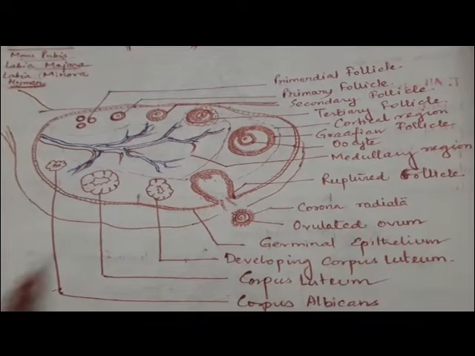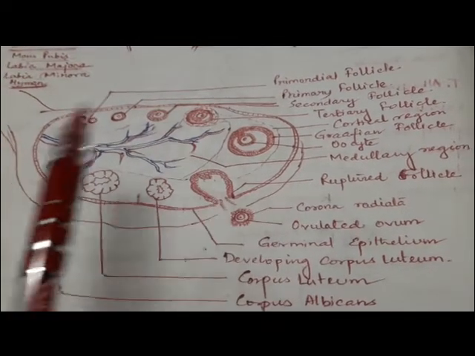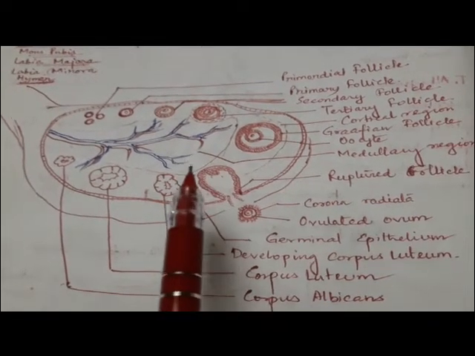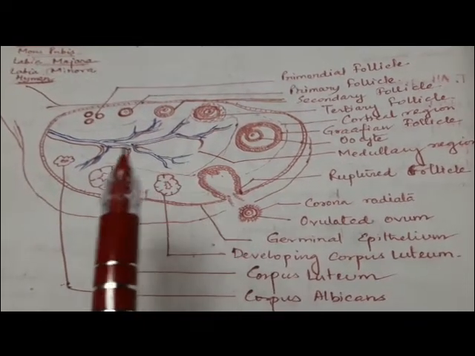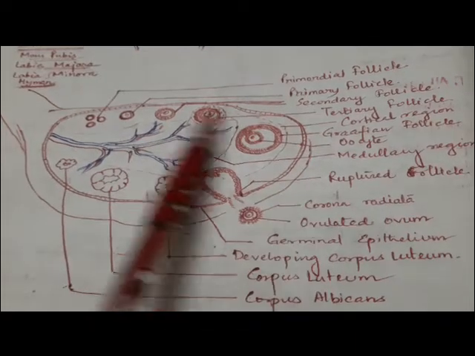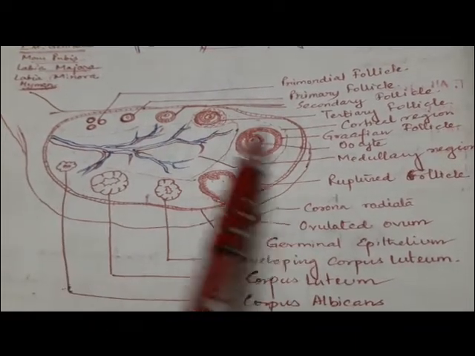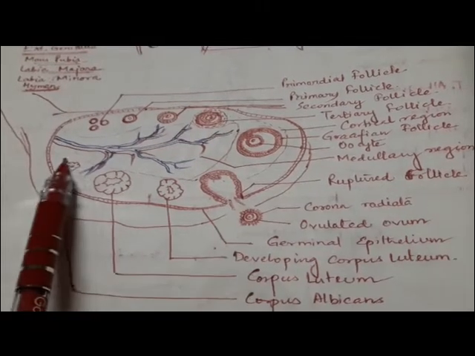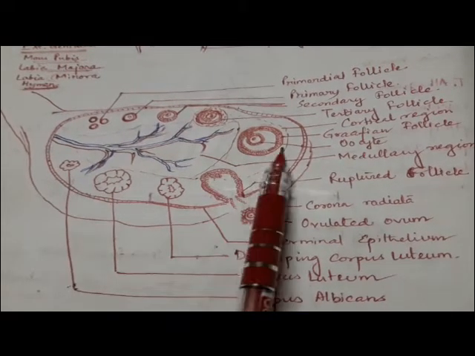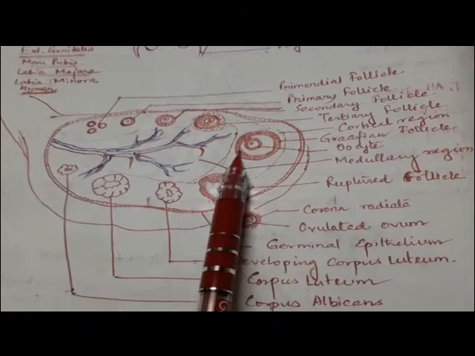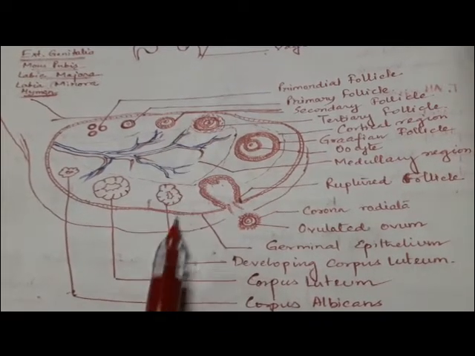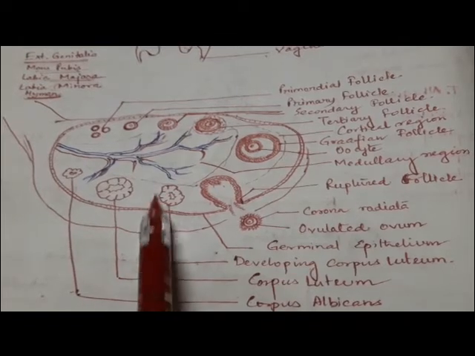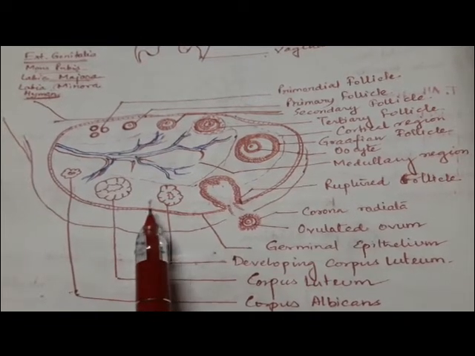Hello everyone. So this is the structure of a cross section of the ovary, right? The ovary is grayish pink in color, and it is the shape of an almond, ovoid, right? If we talk about the dimensions, it is 3 centimeters long, the breadth is around 1.5 to 2 centimeters, and the thickness is around 1 centimeter, right?